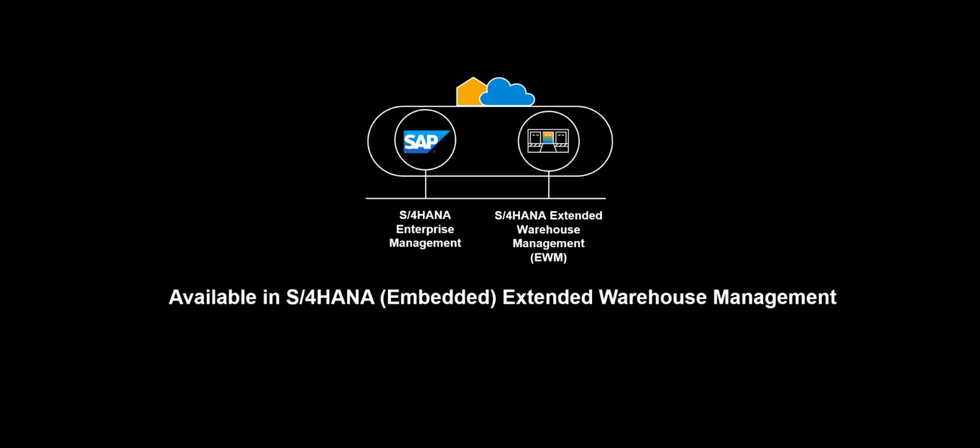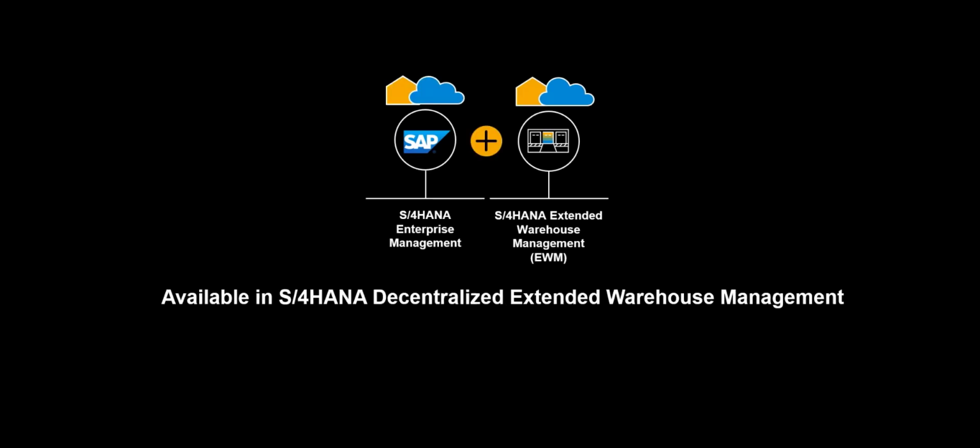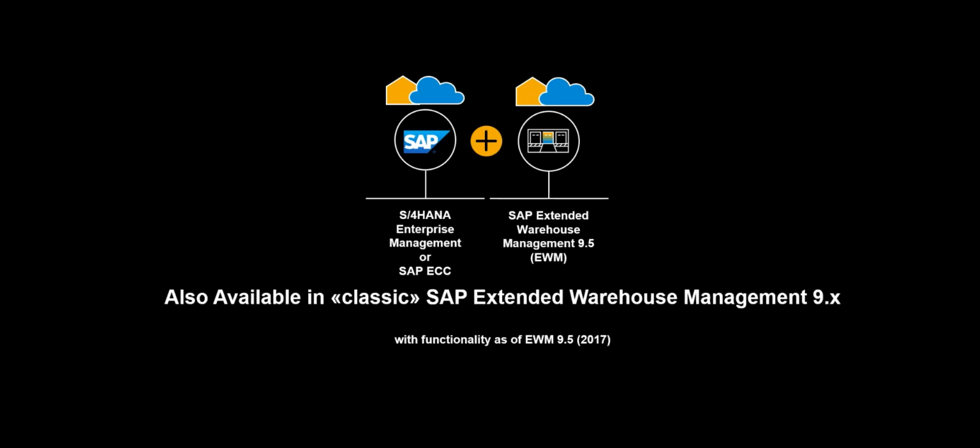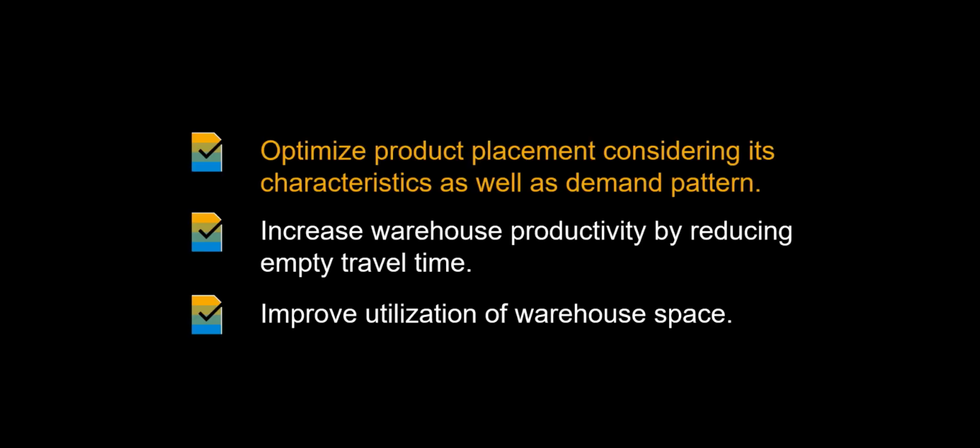The functionality shown in this video is available in S/4HANA Extended Warehouse Management, embedded and decentralized. It is also available in classic SAP Extended Warehouse Management 9.x. Before we end the video, let us recap some of the benefits of optimizing product placement in the warehouse. You can optimize product placement considering its characteristics as well as demand pattern. Optimal placement can increase warehouse productivity by reducing empty travel time, and at the same time improve the utilization of warehouse space.